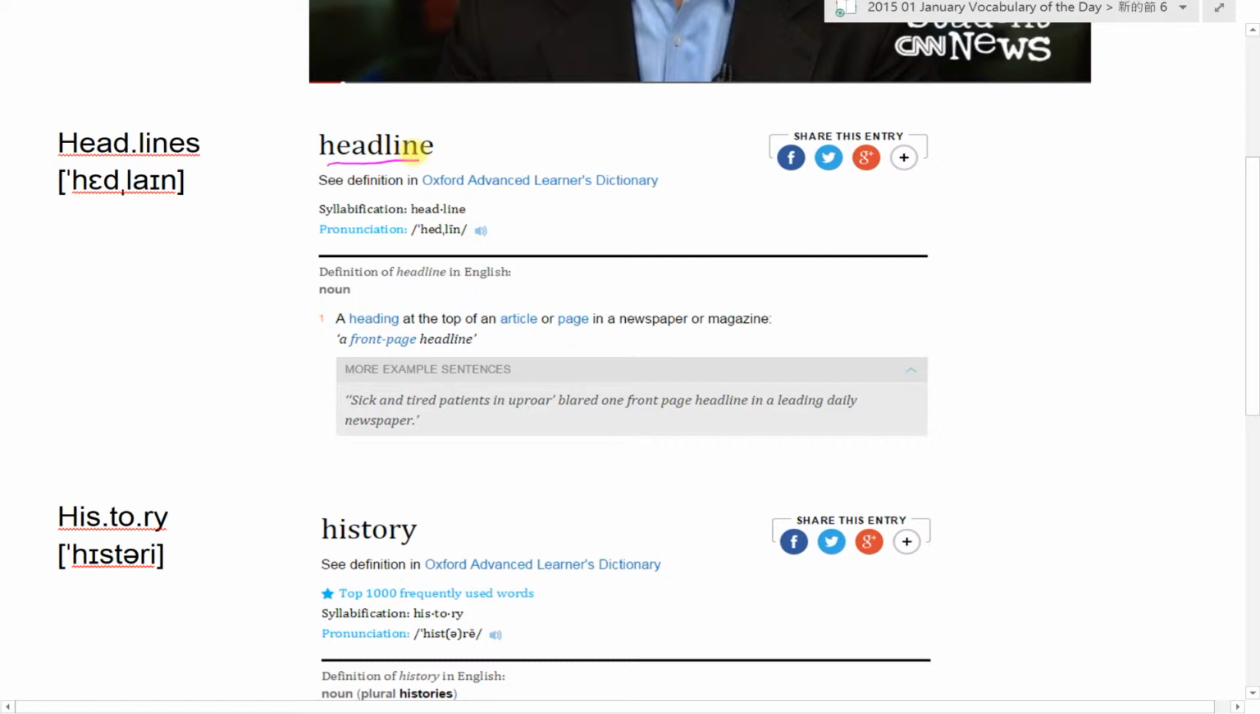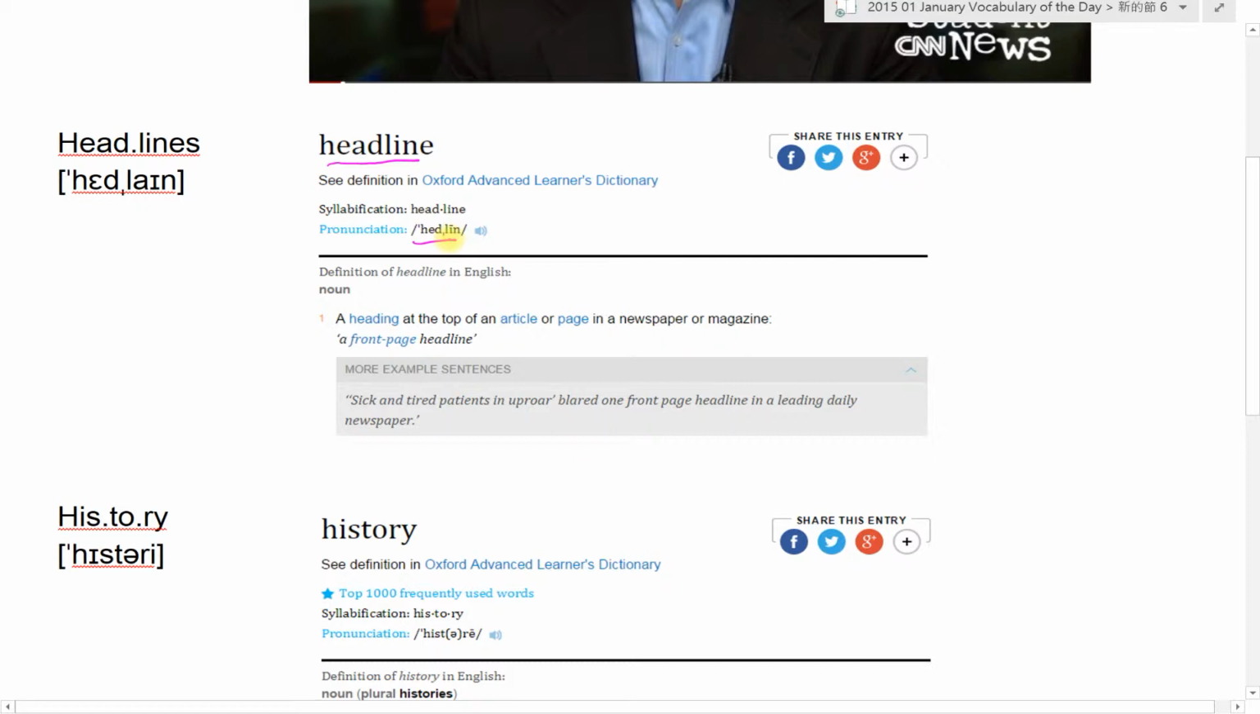Headline. Definition of headline in English. Noun. A heading at the top of an article or page in a newspaper or magazine. A front page headline. More example sentences. Sick and tired patients in uproar. Play one front page headline in a leading daily newspaper.